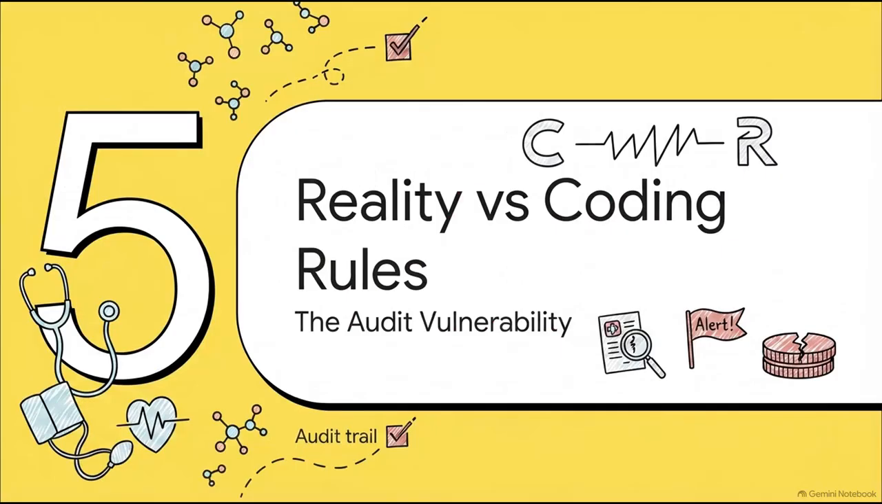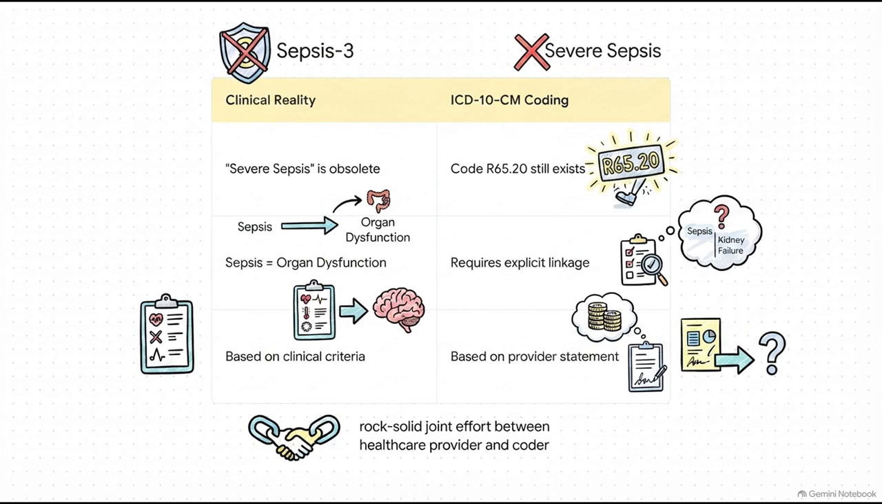Now for the major friction point. Section 5, Clinical Reality versus Coding Rules and the Audit Vulnerability. Clinically, your doctors know Sepsis-3 makes the term severe sepsis completely redundant, but in the ICD-10-CM coding world, code R65.20 is very much alive and kicking, and here is where it gets incredibly messy. Payer auditors will routinely deny sepsis diagnoses if the provider doesn't explicitly write the word severe, or if they don't clearly link the organ dysfunction to the sepsis in their charting. If they just list sepsis and kidney failure as two separate problems, auditors are going to jump right in and argue that the dysfunction is just from a localized infection.